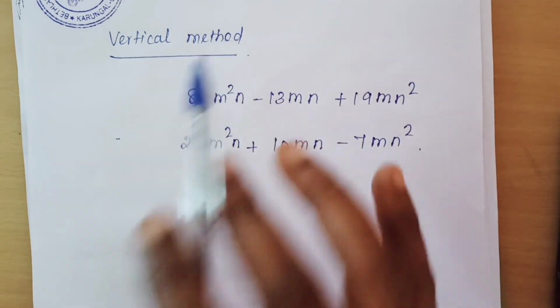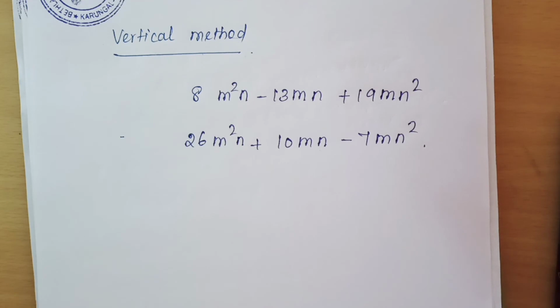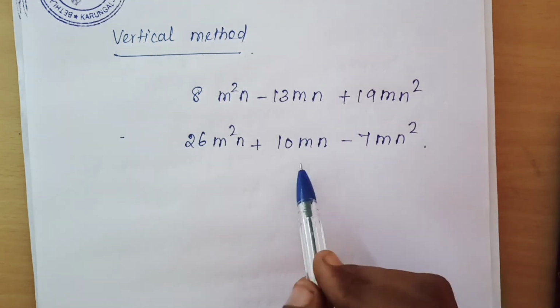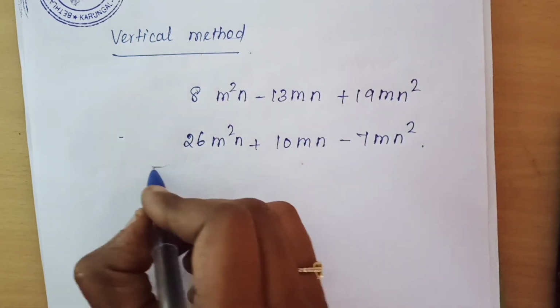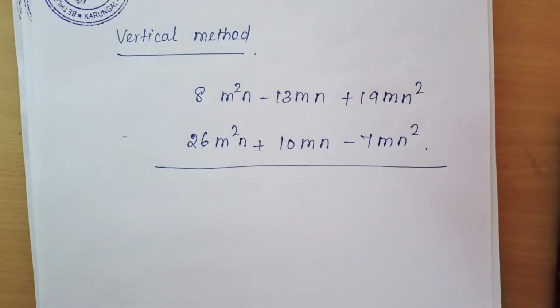Clear? So the next method is our vertical method. Actually, the vertical method is the easiest method, but if you are going to the 9th standard, you will go for the horizontal method only. Shall we just warm up with this? Start with this. Now you write the first term as it is.